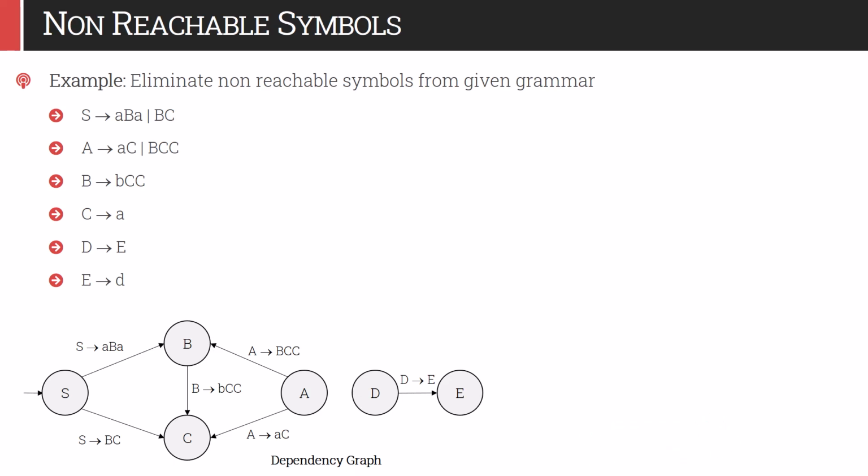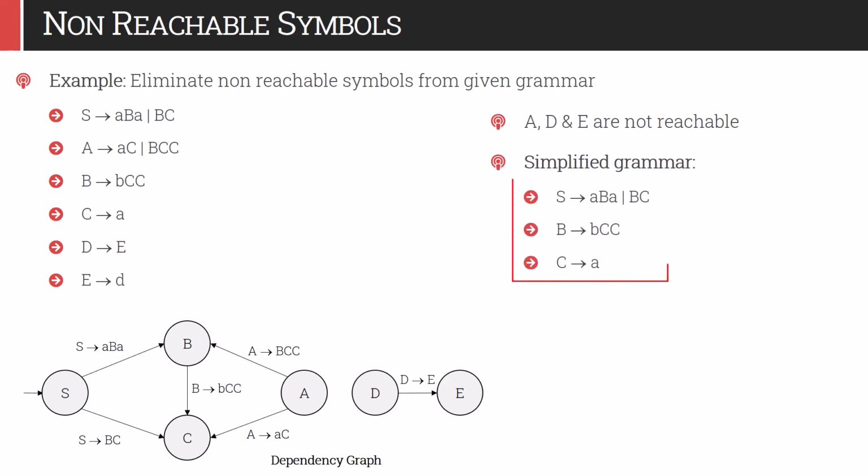If we check carefully, from S, we can go to B. From S we can go to C, but from S we are not able to go to capital A, capital D or capital E. So these three states are non-reachable symbols, and hence the productions starting from those symbols we should remove. So our simplified grammar will simply look like this. So instead of 6 productions, now we have only 3 productions.